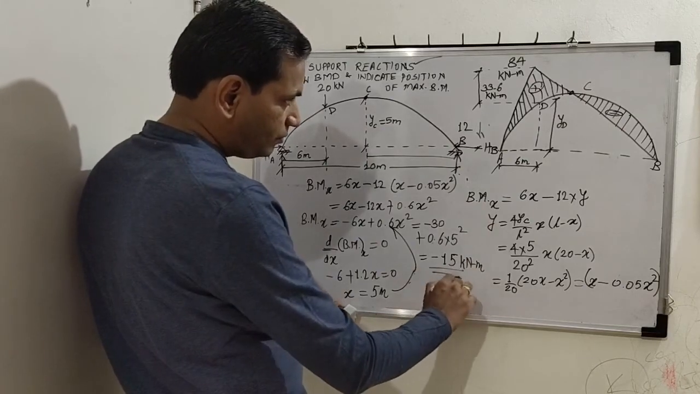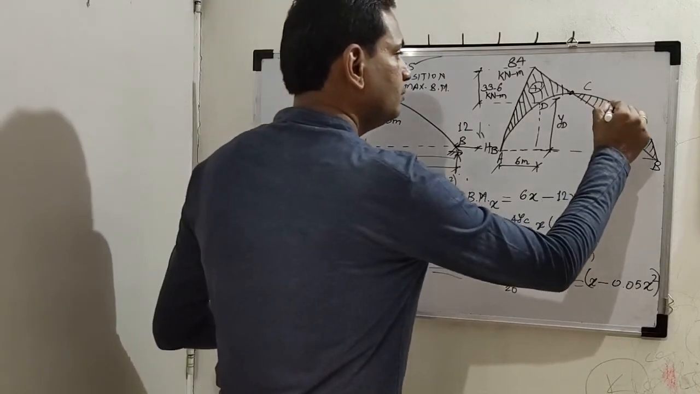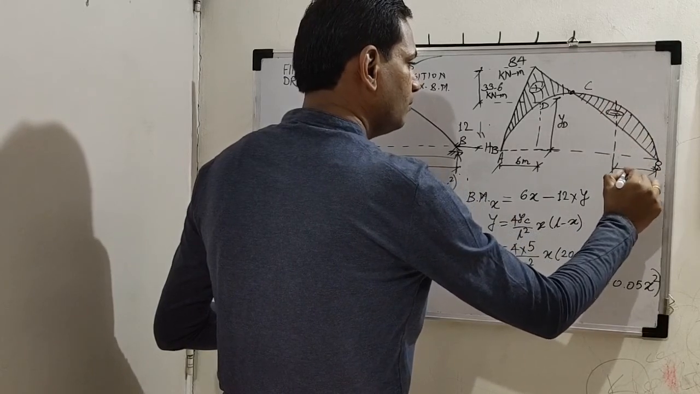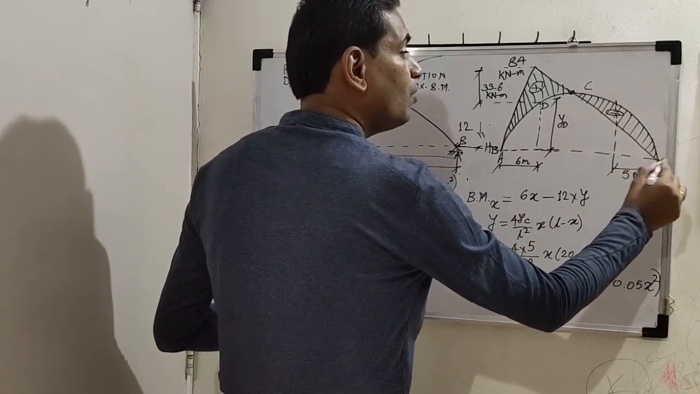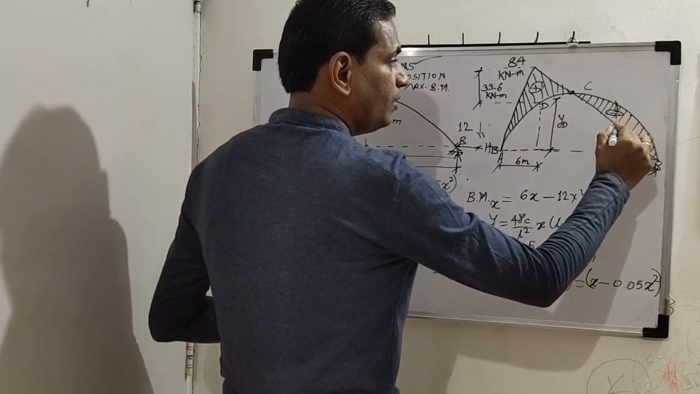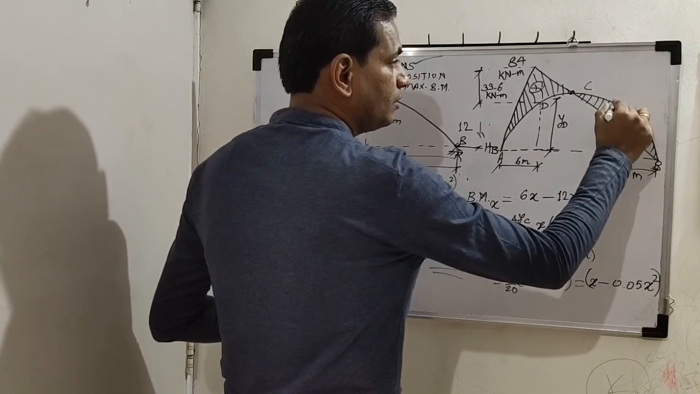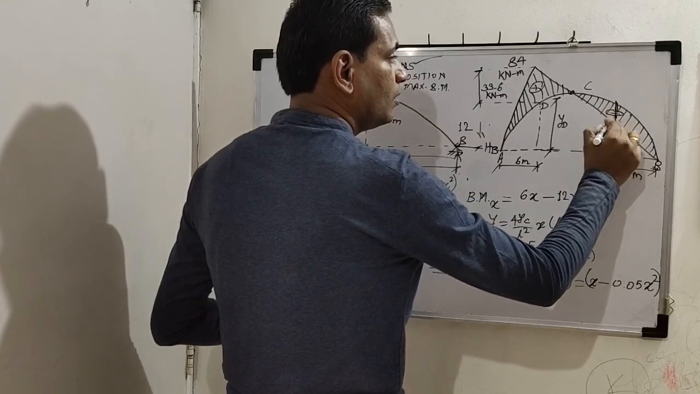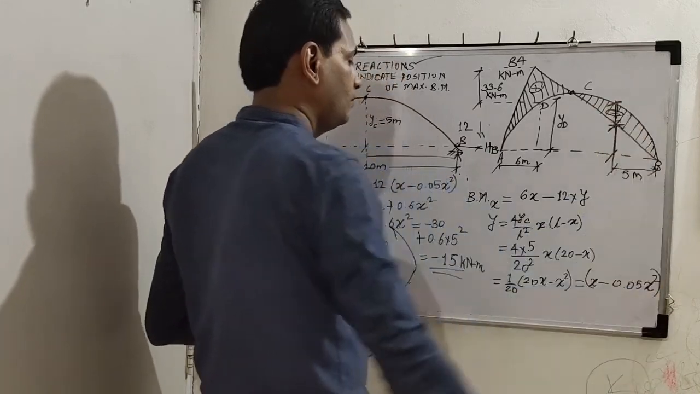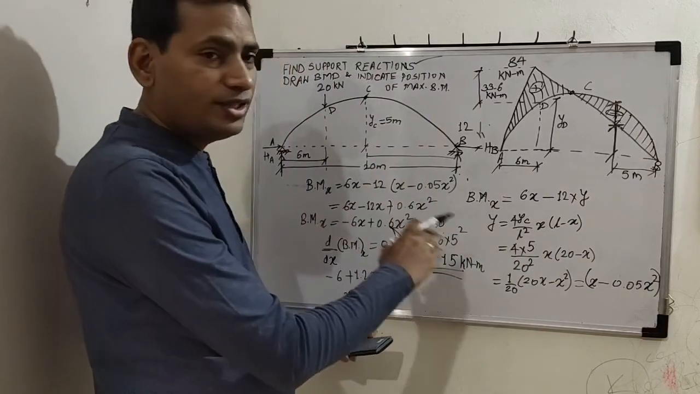So this is the maximum negative bending moment. It is here at x is equal to 5 from B. Okay, and that value is from where to where? Here. Not yes, it is here. This value is minus 15. Okay, so that ends our problem.